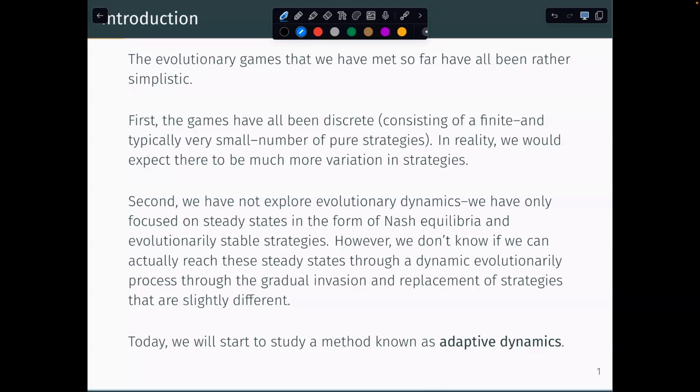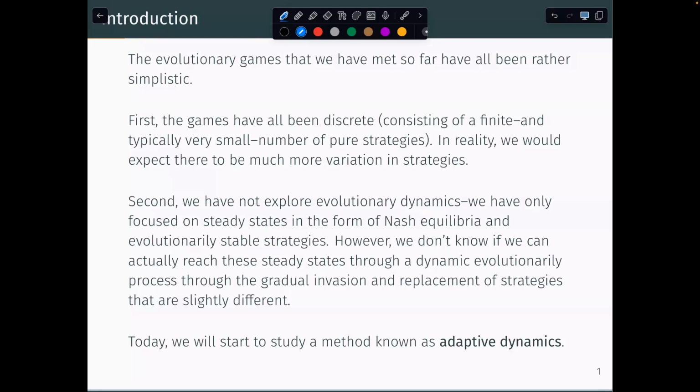approach evolution. One of these is that the games that we've been considering are all discrete games. Now, in and of itself, that's not necessarily a bad thing. We've been assuming that we've had finite games. We'd expect there to be a finite number of strategies. Perhaps that's not too unrealistic. A finite number of pure strategies, that is. Obviously, you can have an infinite number of mixed strategies.